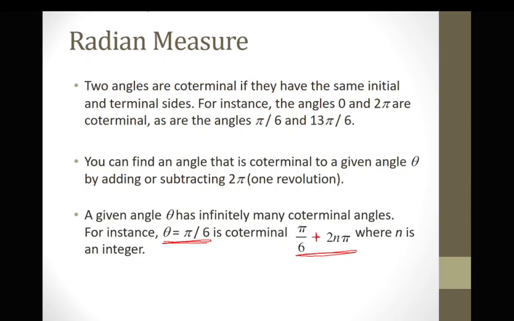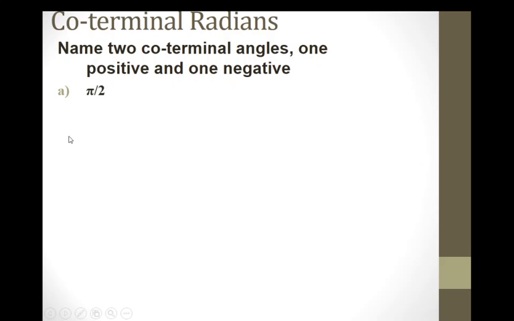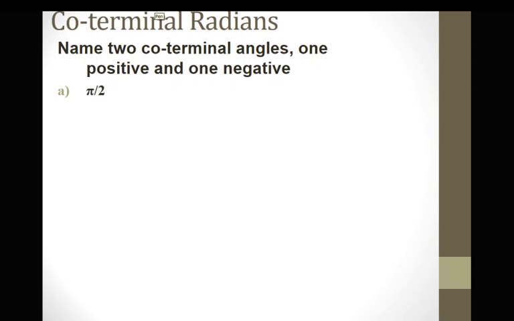Okay? So, let's do some practice. Give me two coterminal angles, one positive and one negative, with pi over 2. Okay? So, again, we're just adding and subtracting. In this case, we're adding or subtracting 2 pi. So my first one is going to be pi over 2 plus 2 pi, and pi over 2 minus 2 pi. Okay?